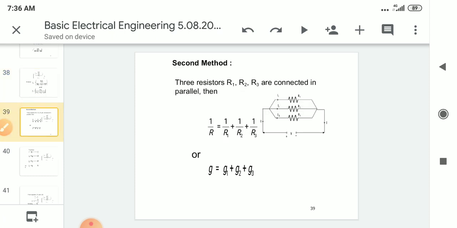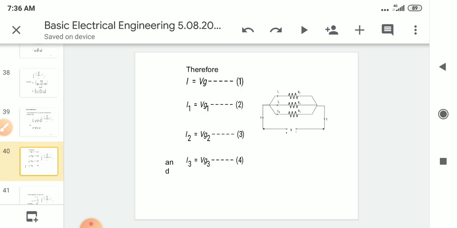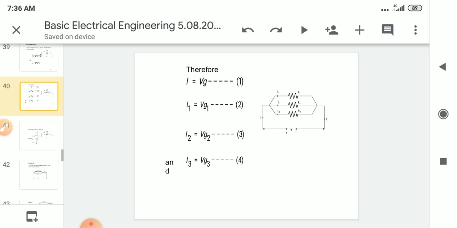Next, second method. In this second method, 1 by R is what? It is G. 1 by R is equal to 1 by R1 plus 1 by R2 plus 1 by R3. G is equal to G1 plus G2 plus G3. Therefore, I is equal to V into G. I1 is equal to V into G1. I2 is equal to V into G2. I3 is equal to V into G3.